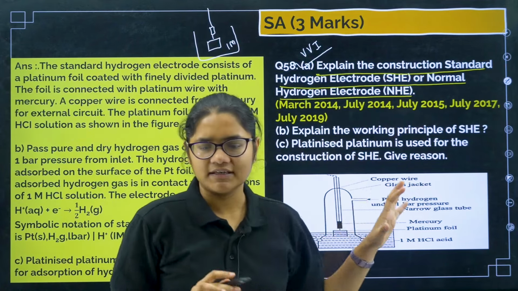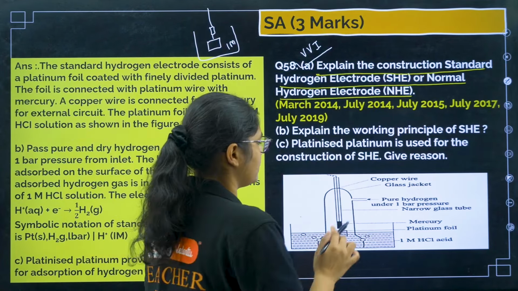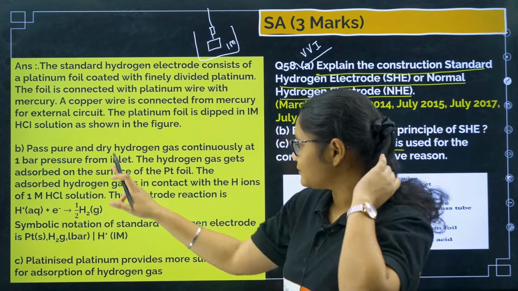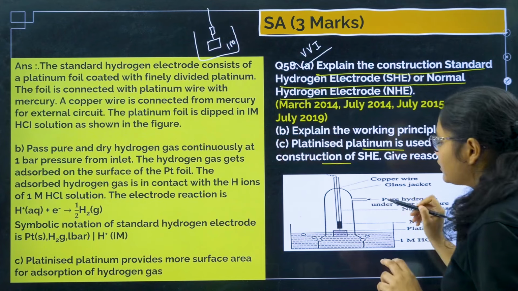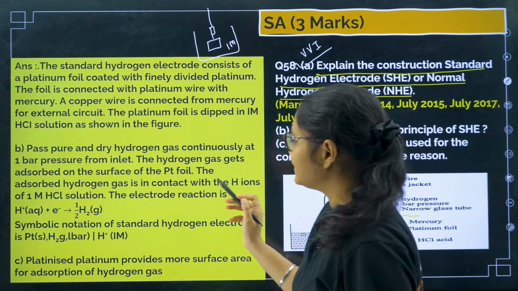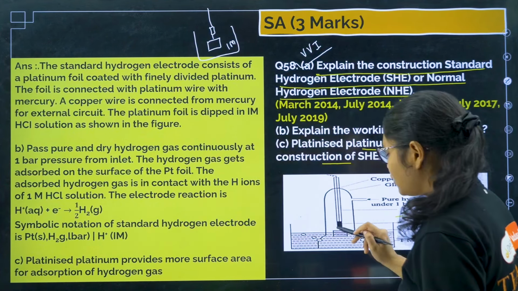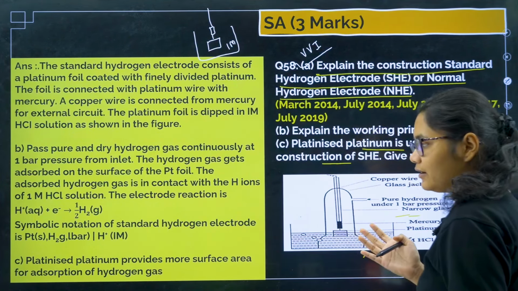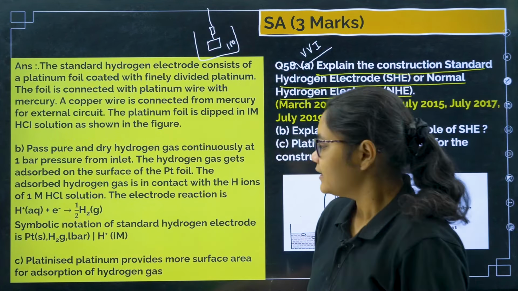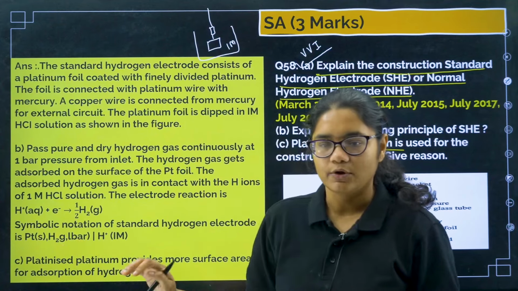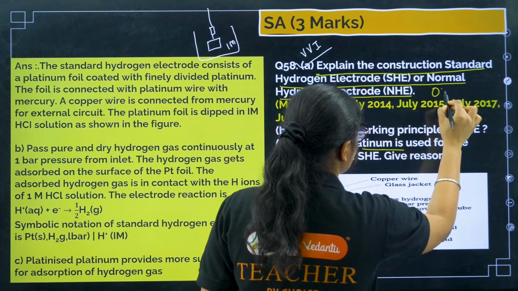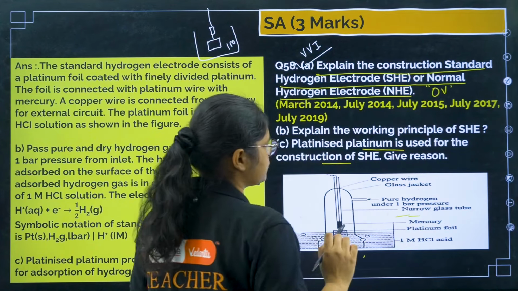Working principle of SHE, not that important. Now why is platinized platinum used? To increase the surface area. Working principle I have given here. When you put hydrogen through this inlet continuously, the hydrogen gets absorbed here. It is in contact with 1 molar HCl, where it undergoes this reduction reaction. And you should know what the potential of this SHE is. It is 0 volt, it is considered to be 0 volt. That you should also know.